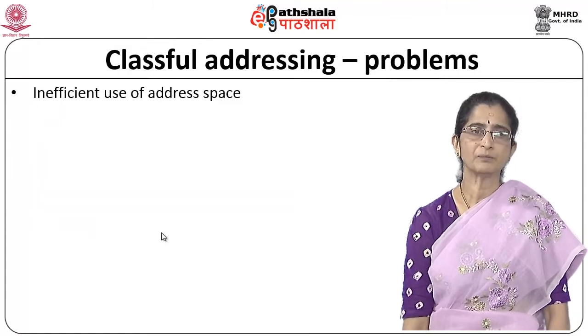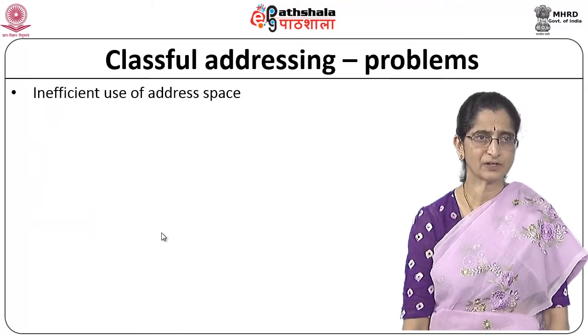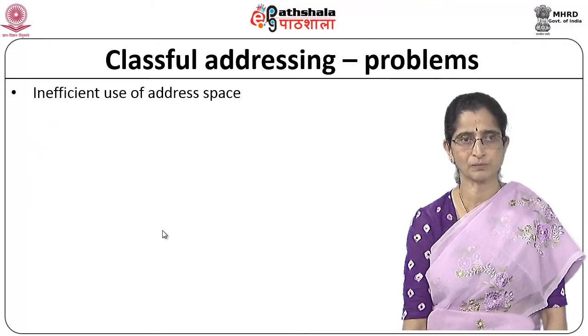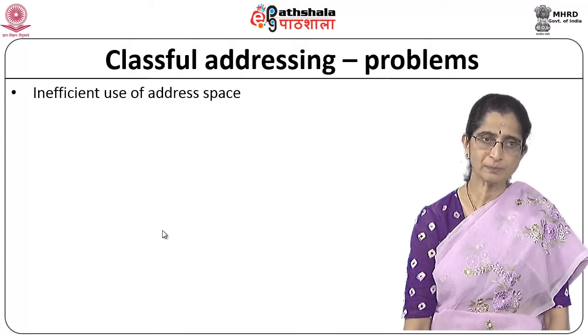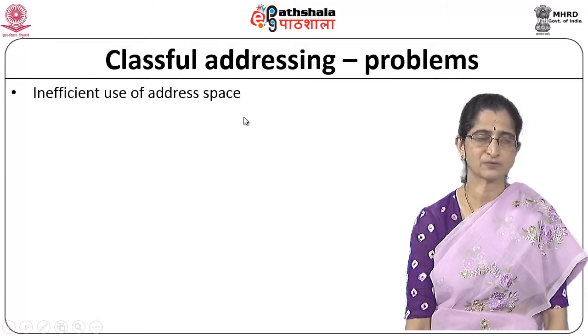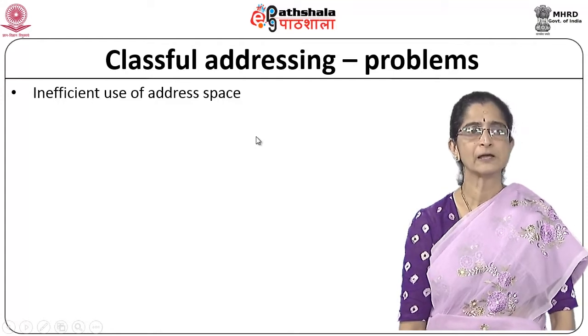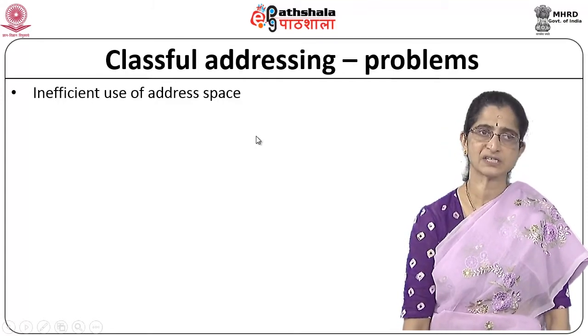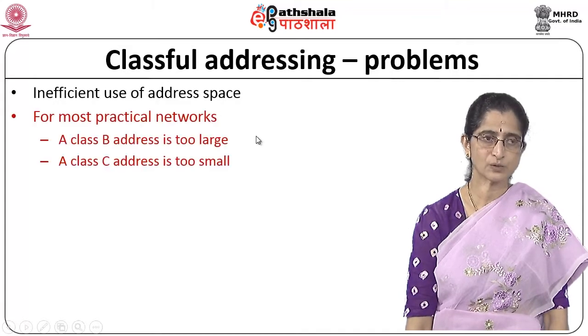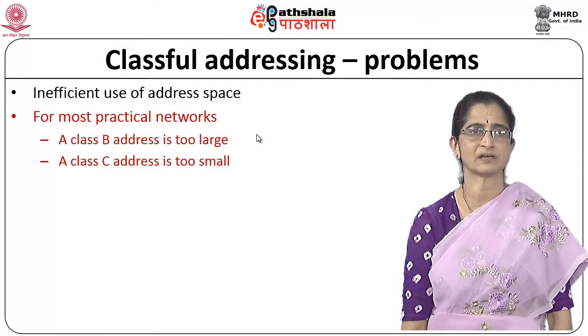Okay. But in this classful addressing that we have been looking at so far, there are some problems that have been identified. One of the problems when we talk about classful addressing, that is when we have class A, class B and class C and so on, these fixed kinds of addresses, is that it leads to some inefficiency in the use of the address space. So let us look at where this inefficiency basically comes from.